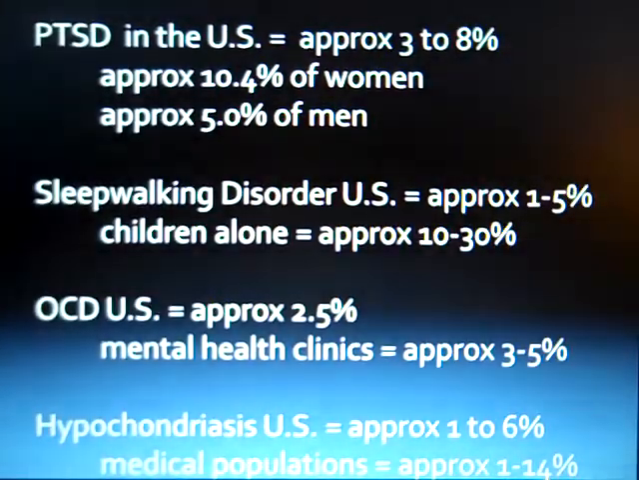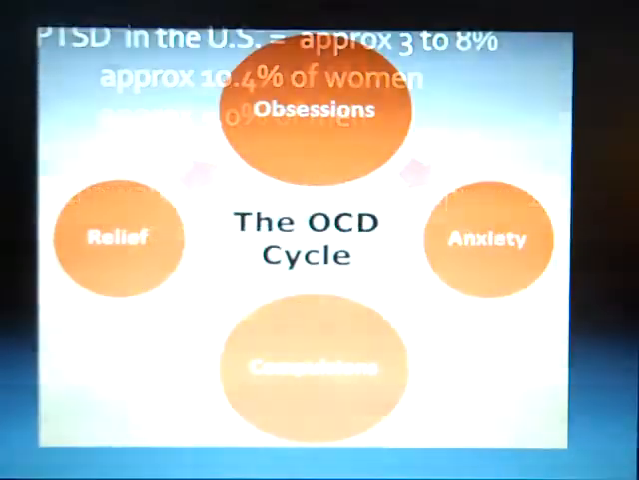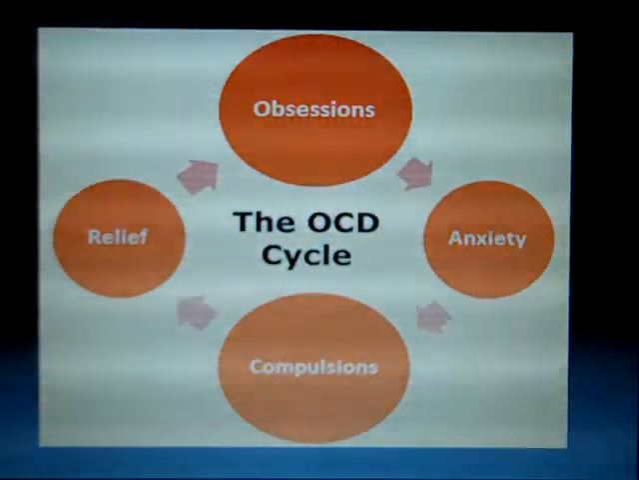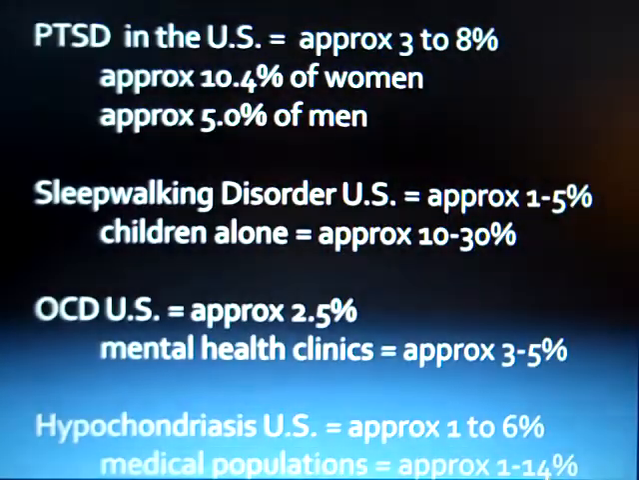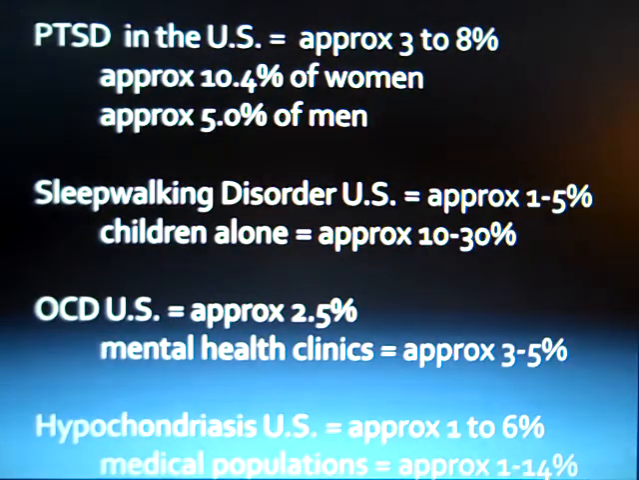Some more examples of prevalence. One of my favorite disorders to talk about, obsessive compulsive disorder, which is an anxiety disorder. Post-traumatic stress disorder. This is another anxiety disorder. Approximately 3 to 8% of people, depending on what statistics you look at, suffer from post-traumatic stress disorder. Approximately 10.4% of women, approximately 5% of men. So when you average that out.